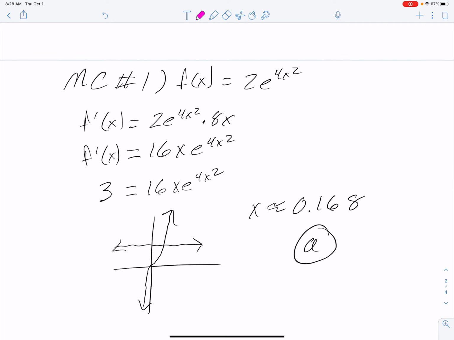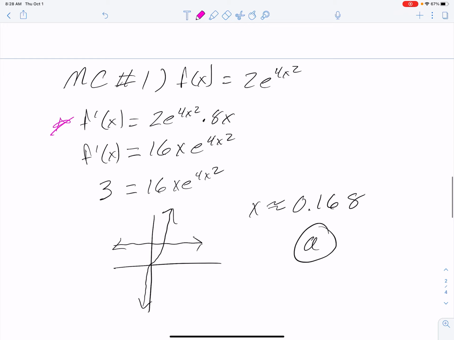Multiple choice number 1 wants us to say when the derivative is equal to 3. So the first thing I need to do is take my derivative. So notice I used my chain rule. 2 times e to a power, its derivative is just 2 times e to that exact same power, but then I need to take the derivative of that power. From there, I simplify my derivative.